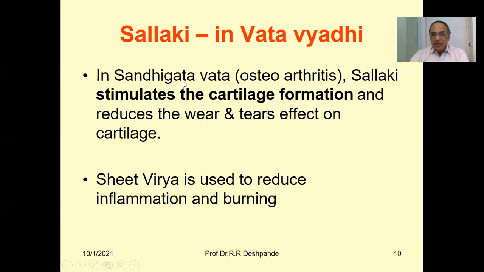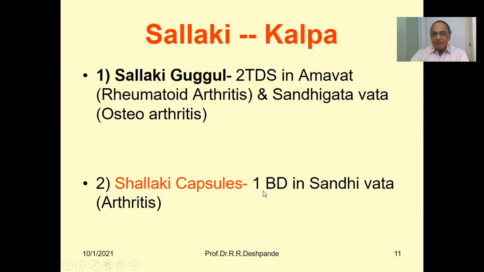This is Shallaki in Sandhigata Vata or osteoarthritis. Shallaki stimulates the cartilage formation and reduces the wear and tear effect of the cartilage. Shitavirya is used to reduce the inflammation and burning. Shallaki Kalpa or the products. Shallaki Guggal is available. It is very similar to the Guggal.